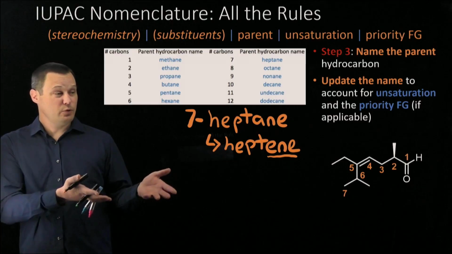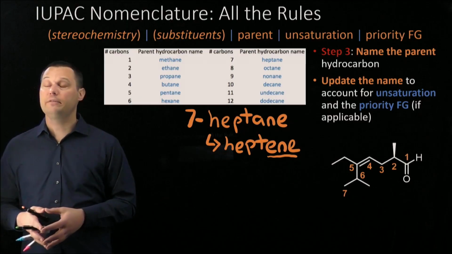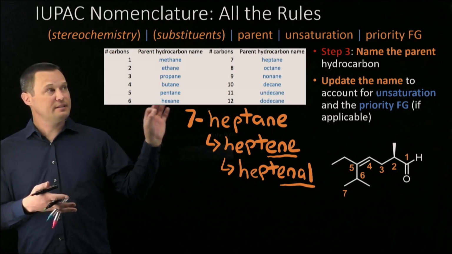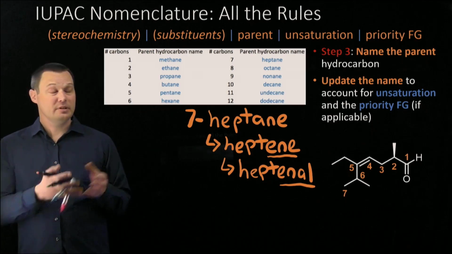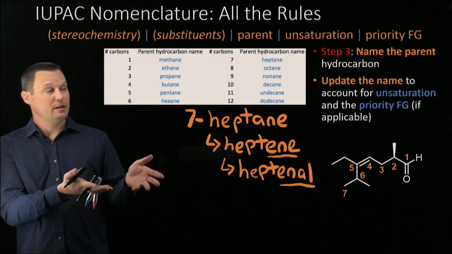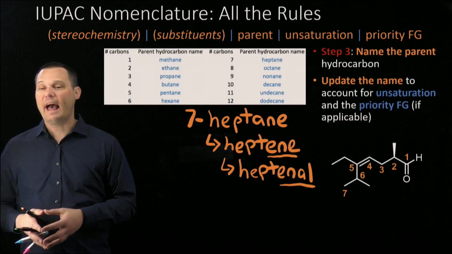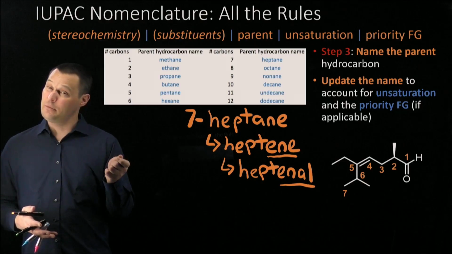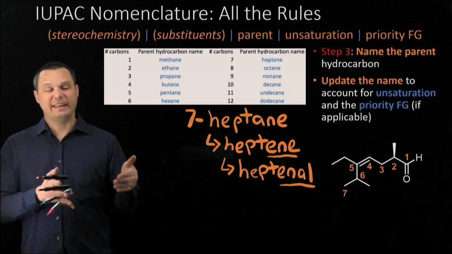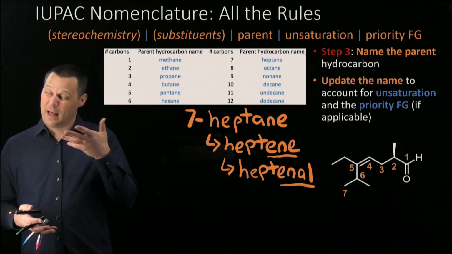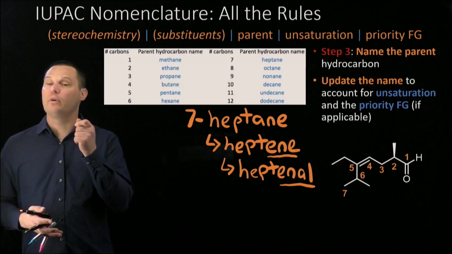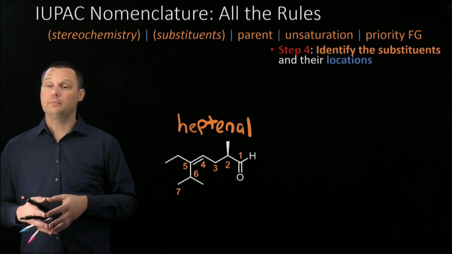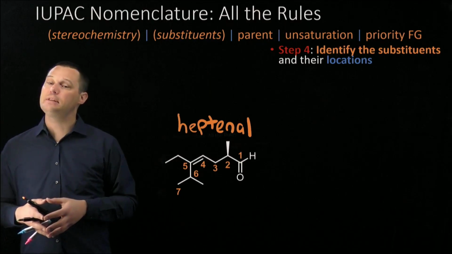But this molecule is also not going to be a heptene because we have a priority functional group in this molecule. Going back to that table at the beginning of this video, the aldehyde as a suffix has AL as its syllable. So this molecule is not going to be a heptane, it's not going to be a heptene, it's going to be a heptenal. Each syllable is very descriptive, and it's important to pronounce each syllable correctly. Hept-ene-al. That's very different from hept-al. So we want to be very careful with our vowel sounds when we're pronouncing these names. Now we have 3/5 of the name already complete. We're ready to identify the substituents and their location.